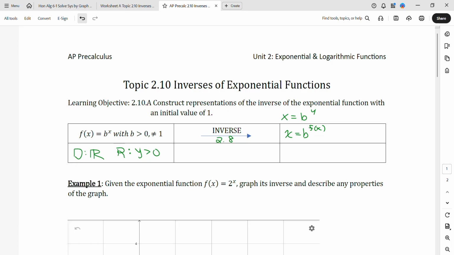All right, now, yesterday, we talked about how we can write exponential equations like this. How else can I write x equals b to the y? What's another way of writing that? Log base b of x equals y. Or y equals log base b of x. Or we could write it as f of x equals log base b of x.